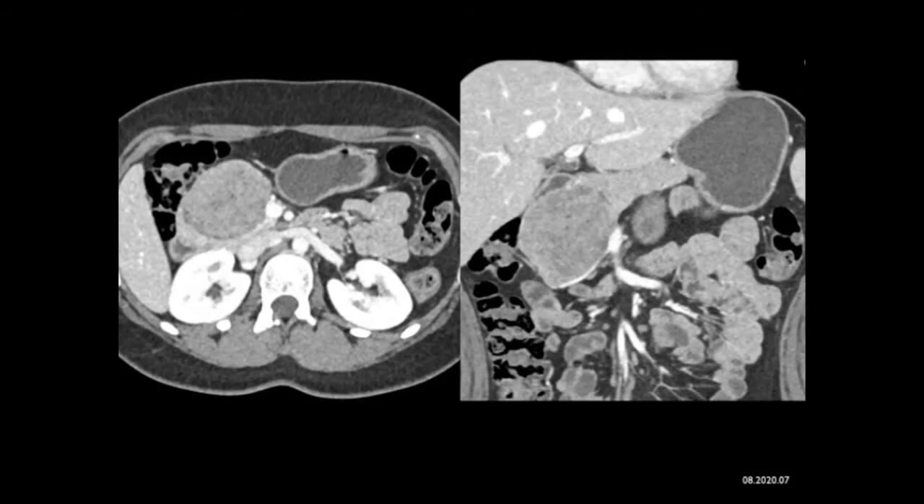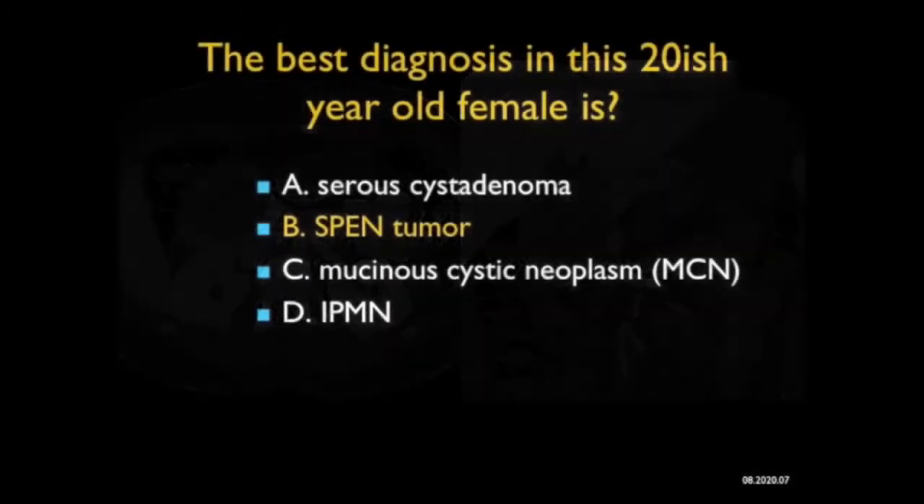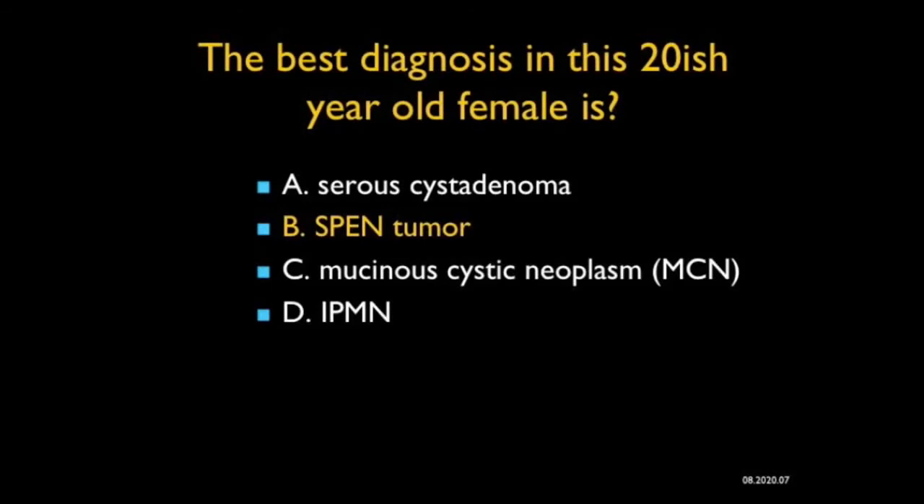I've showed you some examples recently of very atypical serous cystadenomas, though this is not as cystic as a typical serous or even an atypical serous cystadenoma. So that brings me back to the 20-year-old, and the best diagnosis is a SPEN tumor, solid papillary epithelial neoplasm. Usually in the teens, can be cystic or solid or a combination of both. Very sharply marginated here, which is a very classic finding with SPEN tumors.